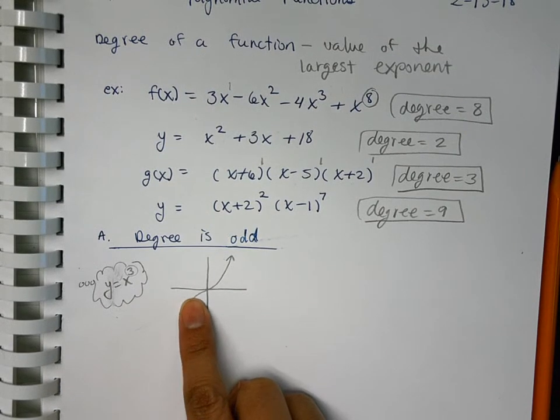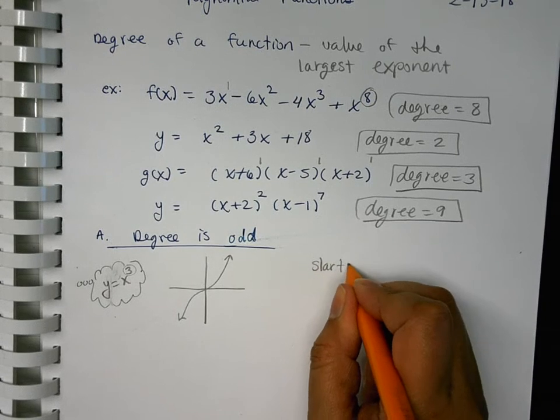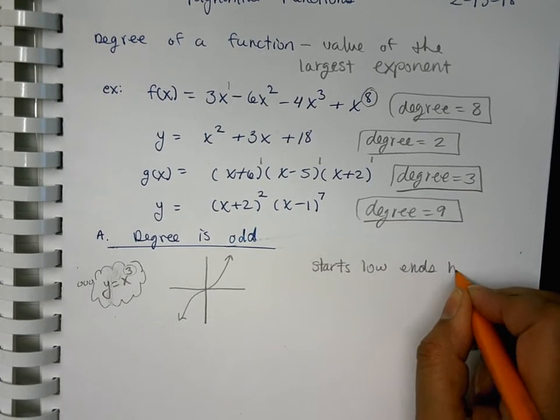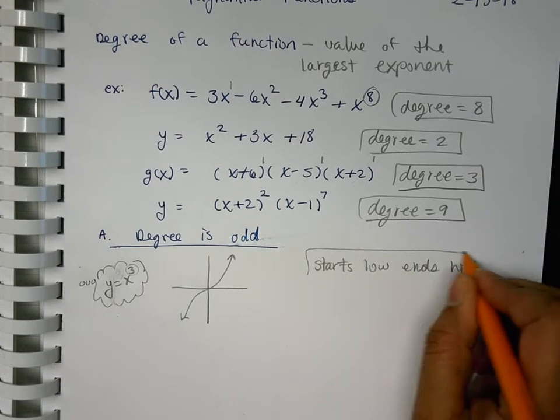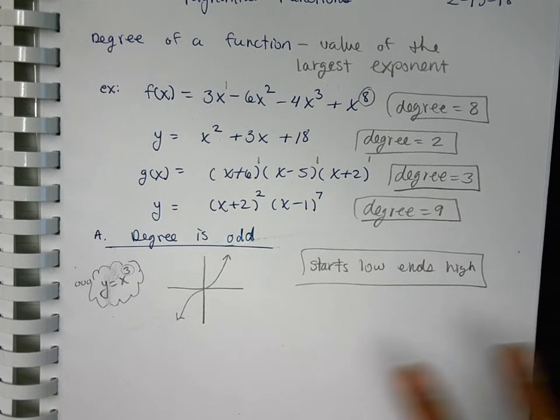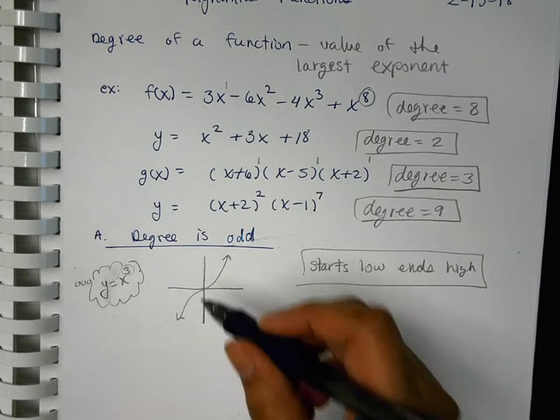What's the end behavior? It starts low and ends high. That will be true for all odd degree polynomials. Now, there's a piece of information I left out, and I'm going to put it in right now. That's not always true because it could go the other way.